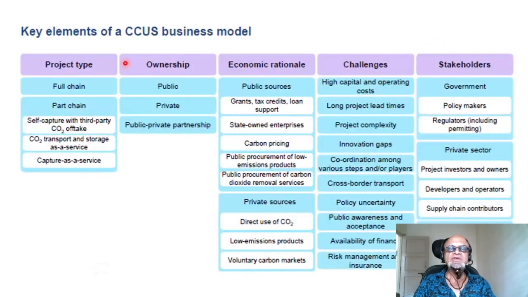Key elements of a CCUS business model: project type. We already talked about full chain, part chain, but there are also self-capture with third-party CO2 offtake, so that you have a point source where you do your capture and somebody else takes it away for utilization elsewhere, or CO2 transport and storage as a service, so that this is the offtake part here, and capture itself as a service. Ownership can be public, private, or public-private partnership. Economic rationale can be public sources, grants, tax credits, etc. that we talked about. Carbon pricing is included here.